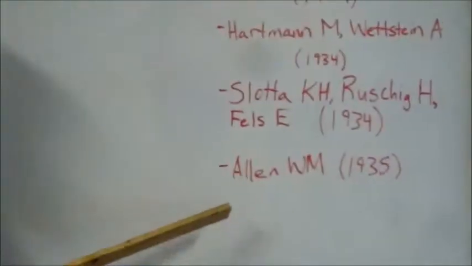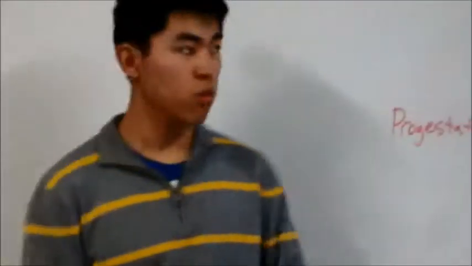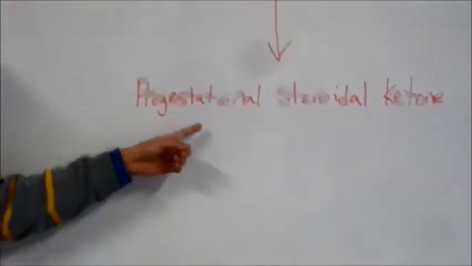Allen W.M., standing for William Myron Allen, co-discovered progesterone with his professor George Washington Corner at the University of Rochester Medical School in 1939. He first determined its melting point, molecular weight, and partial molecular structure. He also gave it the name progesterone, derived from progesterone steroidal ketone, which largely consists of its chemical makeup.